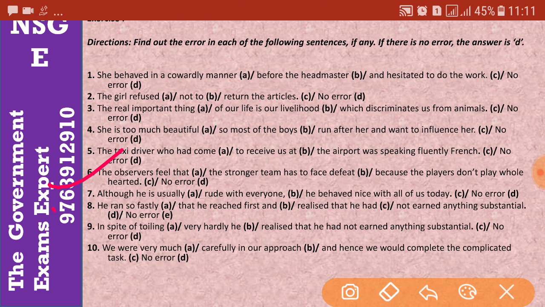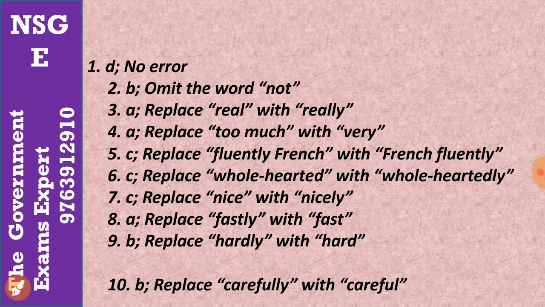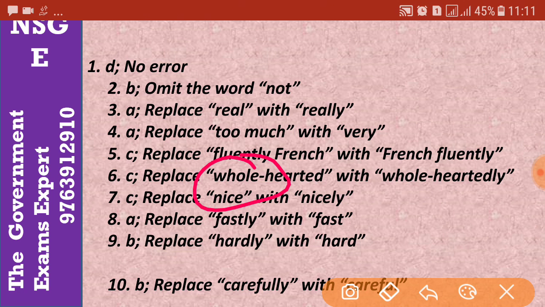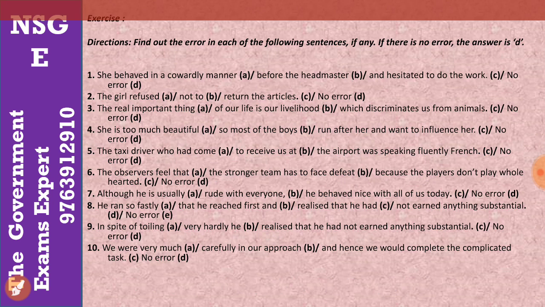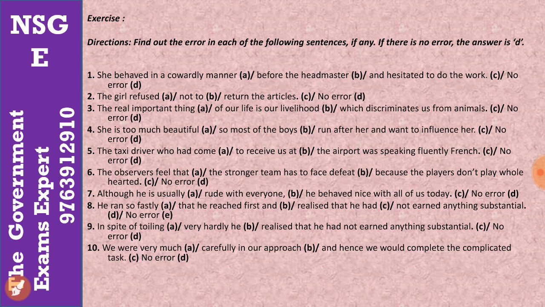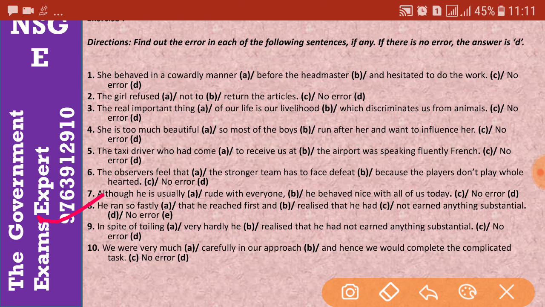So that was 6 now. Let's move to 7. Although he is usually rude with everyone, he behaved nice with all of us today. So there is an error. You can check it directly in option C. Why? Let me explain. "Nice" should be replaced by "nicely". So this is the wrong adverb that is used. Clear? So let's move on to the 8th one.